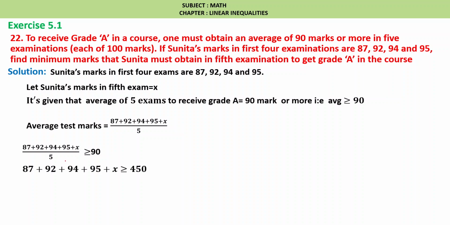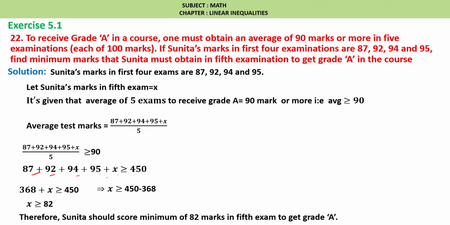Now, let us transpose 5 to the right hand side. So, 87 + 92 + 94 + 95 + x is greater than or equal to 450. Upon addition of these values, we get 368 + x is greater than or equal to 450. Let us transpose 368 to the right hand side. Therefore, x is greater than or equal to 450 minus 368, that is, x is greater than or equal to 82. Therefore, Sunita should score a minimum of 82 marks in her 5th exam to get grade A.